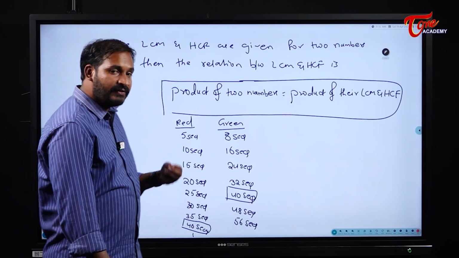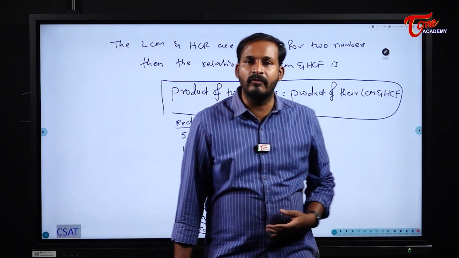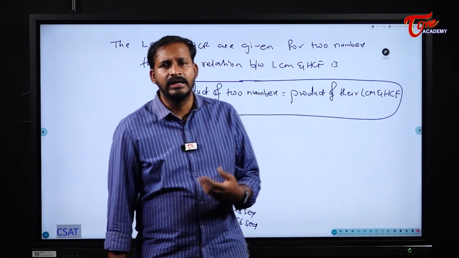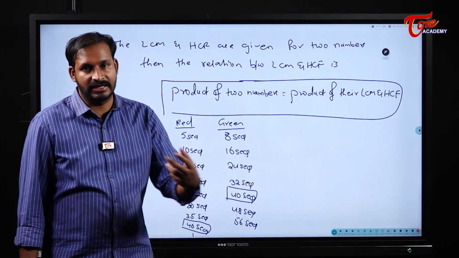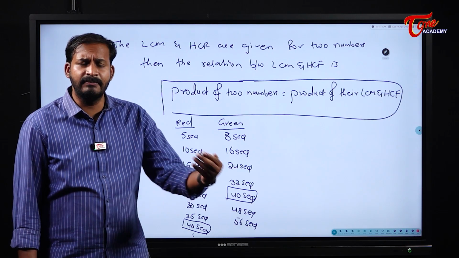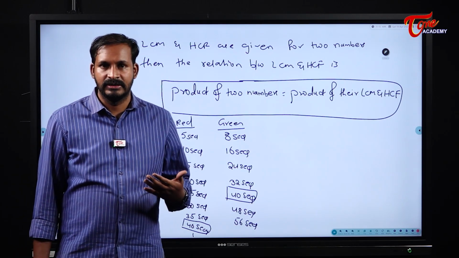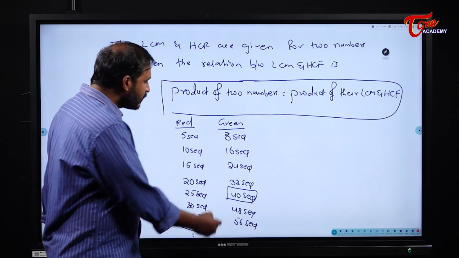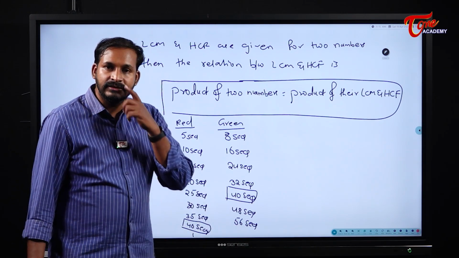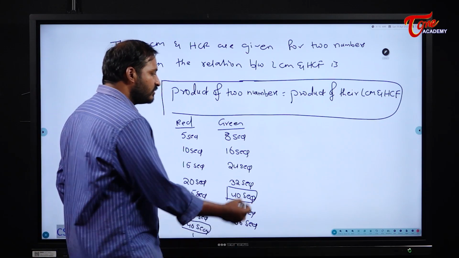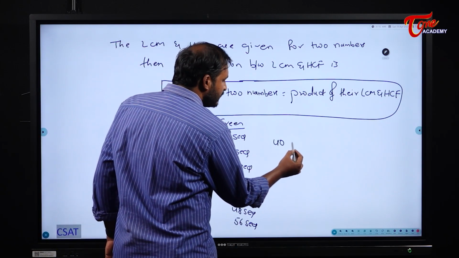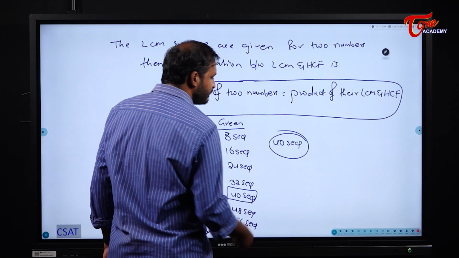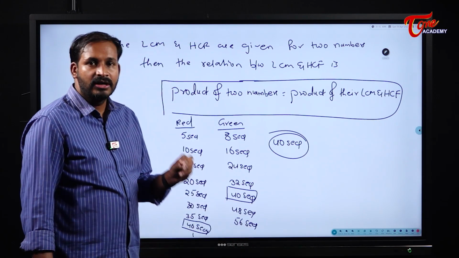If I use the word immediately, after how many seconds will they both blink simultaneously? Immediately means the first coming one. The first coming one means the least common multiple, right? What is the least common multiple of 5 and 8? 40.